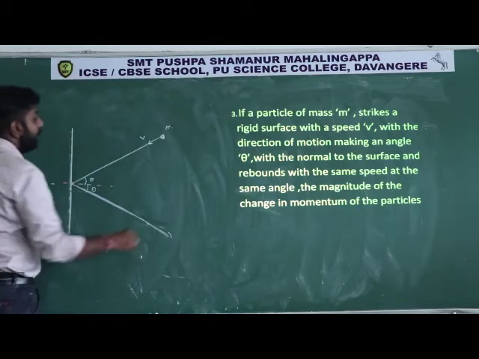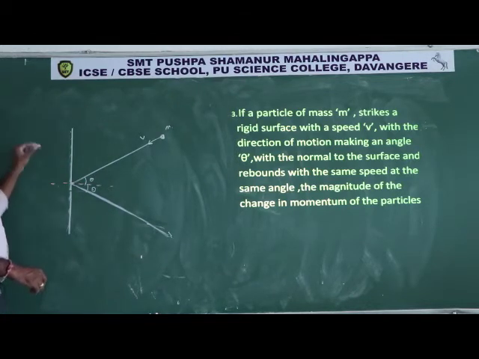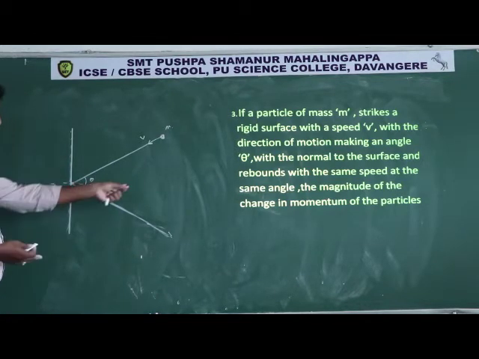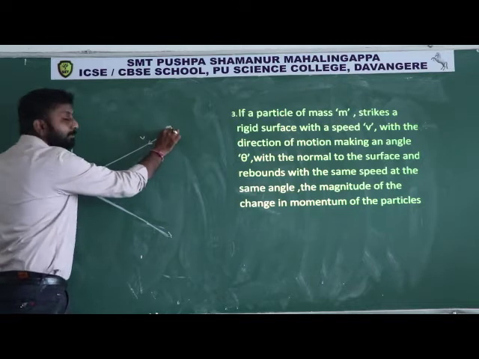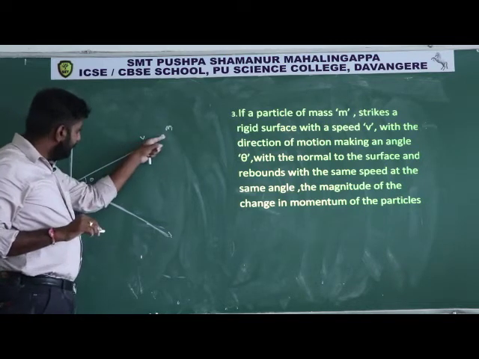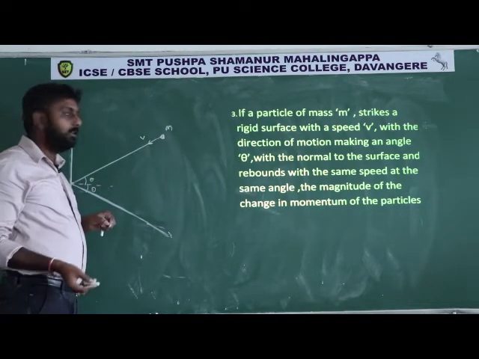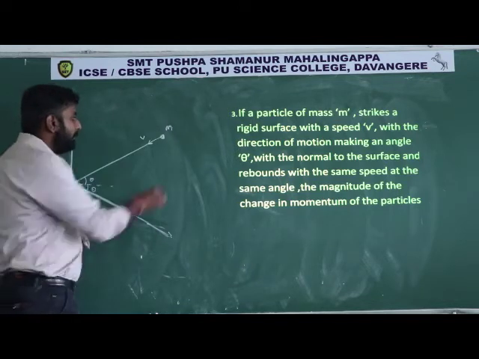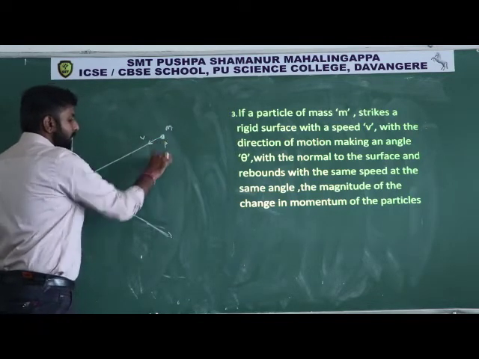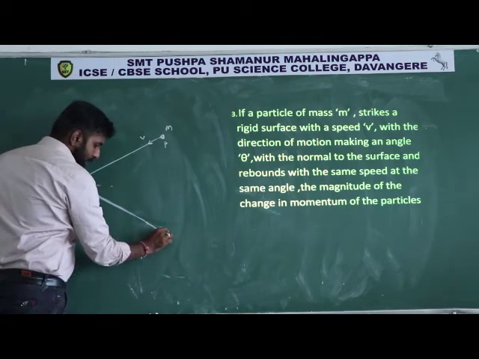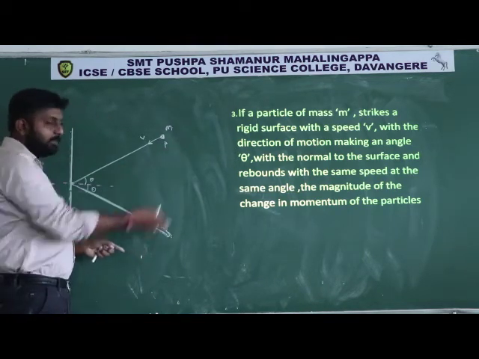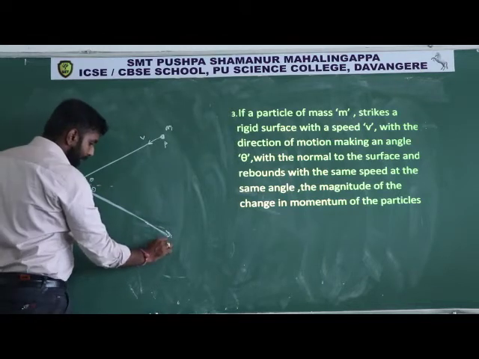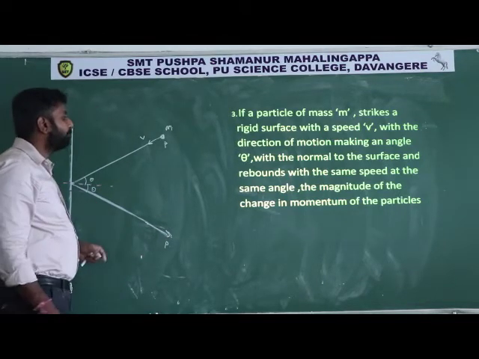And we have to find the force acting on the particle, or we have to find the change in momentum of the particle. So it is having mass m. It is moving with some velocity, that is v. Then it is having some momentum, that momentum is p. Here it is rebounding, meaning it is also moving with the same speed according to the question. Then that momentum is p.